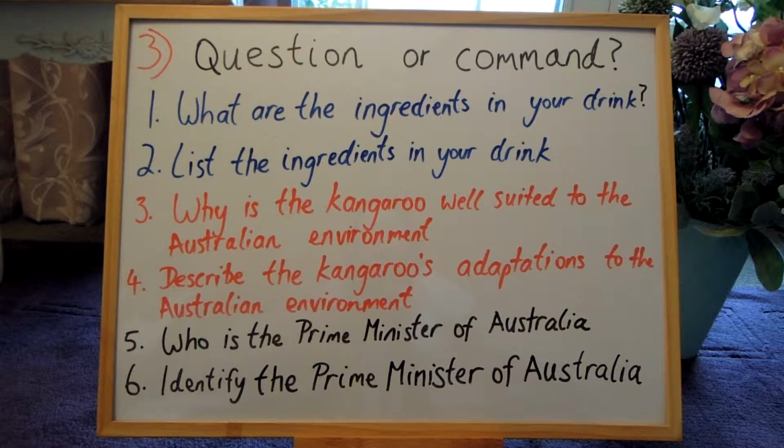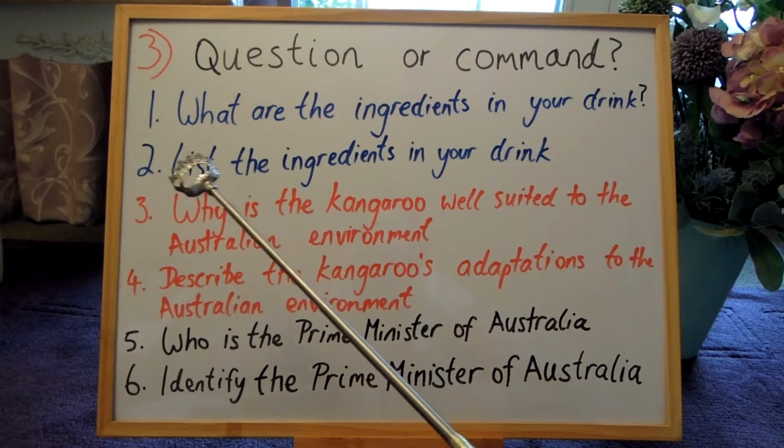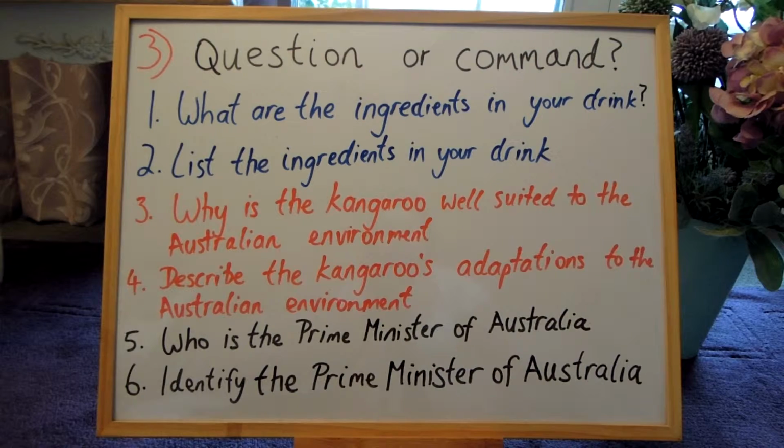So, with number 2, we start off with a verb in the base form, list. We also call this the infinitive. So, list the ingredients in your drink.